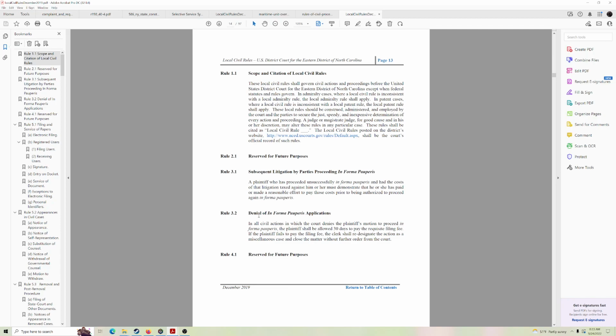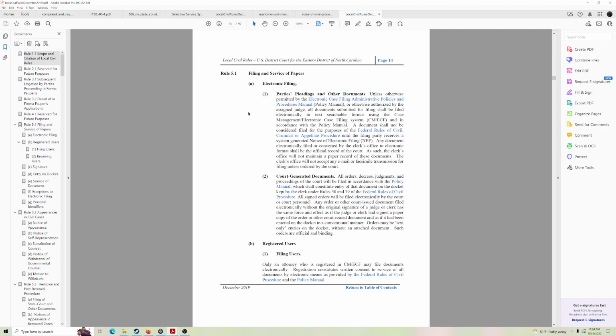Rule 3.2, Denial of In Forma Pauperis Applications. In all civil actions in which the court denies the plaintiff's motion to proceed in forma pauperis, the plaintiff shall be allowed 30 days to pay the requisite filing fee. If the plaintiff fails to pay the filing fee, the clerk shall redesignate the action as a miscellaneous case and close the matter without further order from the court. Rule 4.1, reserved for future purposes. Rule 5.1, Filing and Service of Papers.